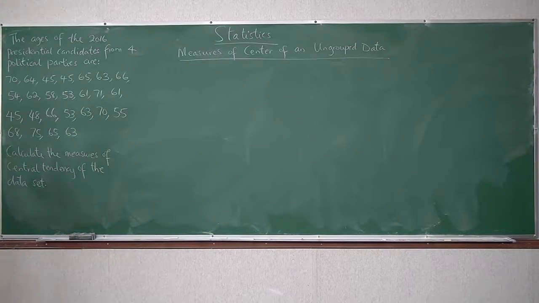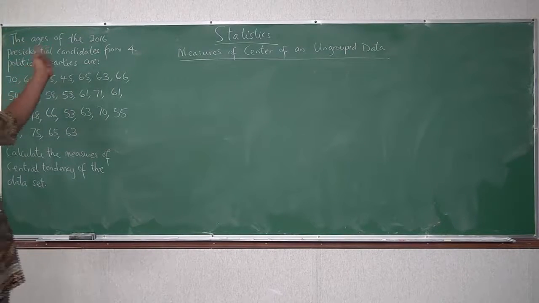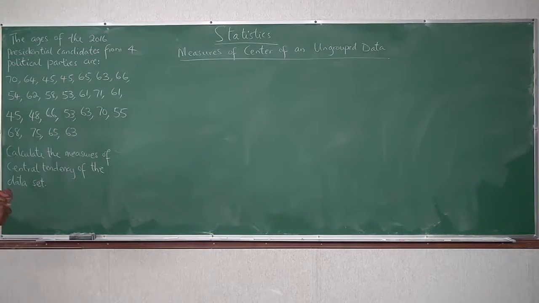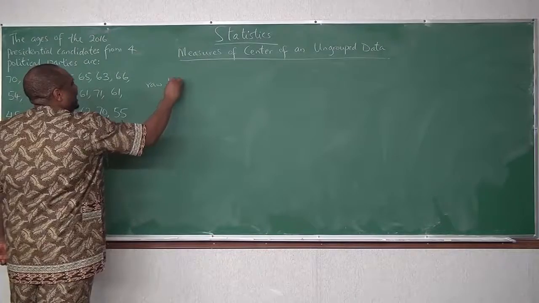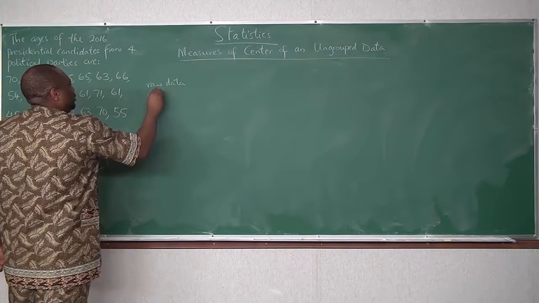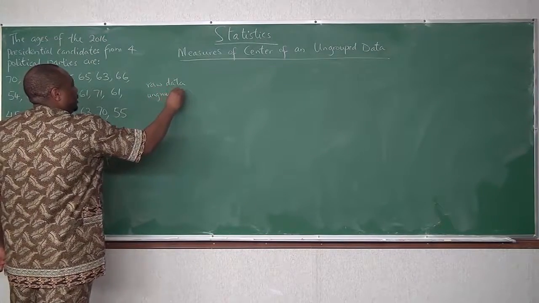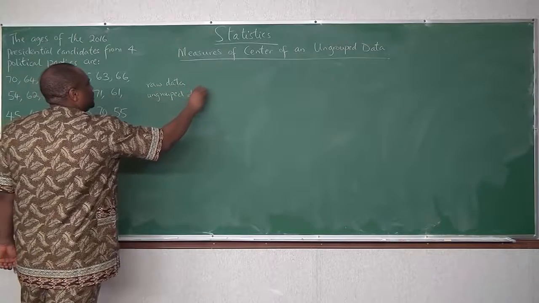If you look at this question for a moment, the ages of the 2016 presidential candidates from 4 political parties are, so you have these ages here. They are raw data, okay? They are just raw data, and they are still ungrouped. They are not grouped.